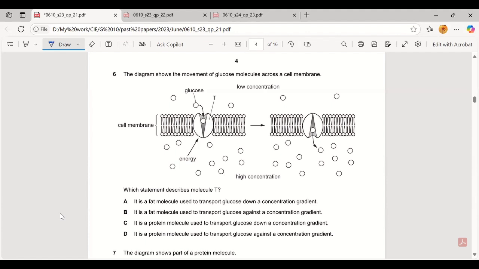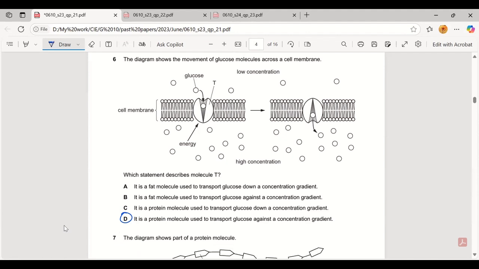The diagram shows the movement of glucose molecules across a cell membrane. Which statement describes T? Here there is a high concentration and a low concentration, and this is T. So the glucose moves from low to high concentration. So what is T, Anud? It says a protein molecule that's used to transport glucose against the concentration. Yes. Of course, this is the carrier protein, guys, which is used in active transport.